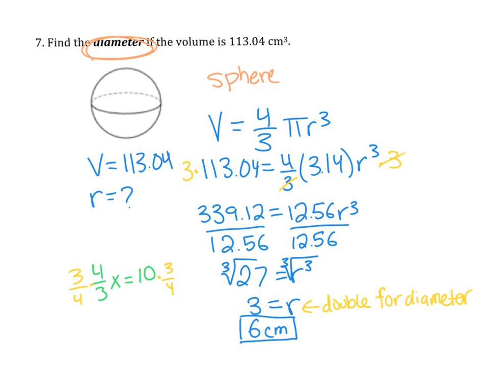If I wanted to check, I would plug my radius, 3, into the volume formula, cube it, multiply it by pi, and times 4, and divide by 3, and I should get the original given volume.